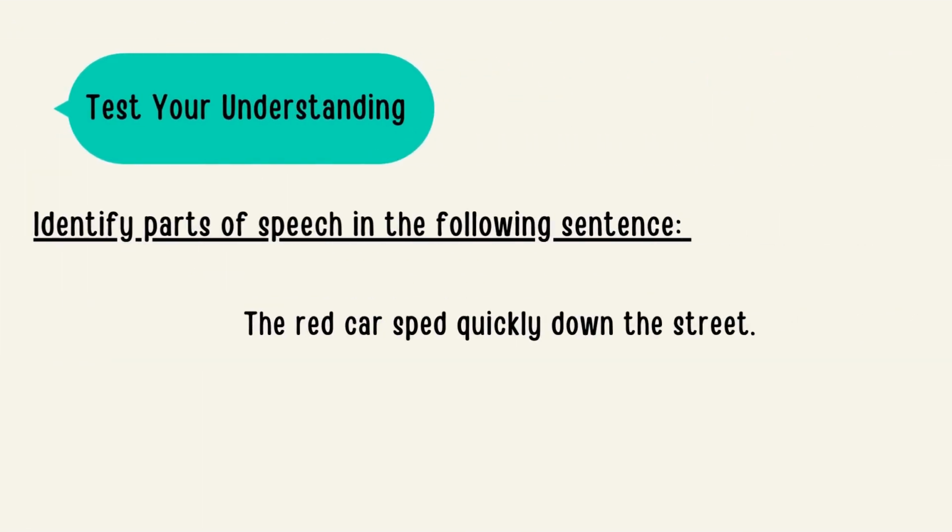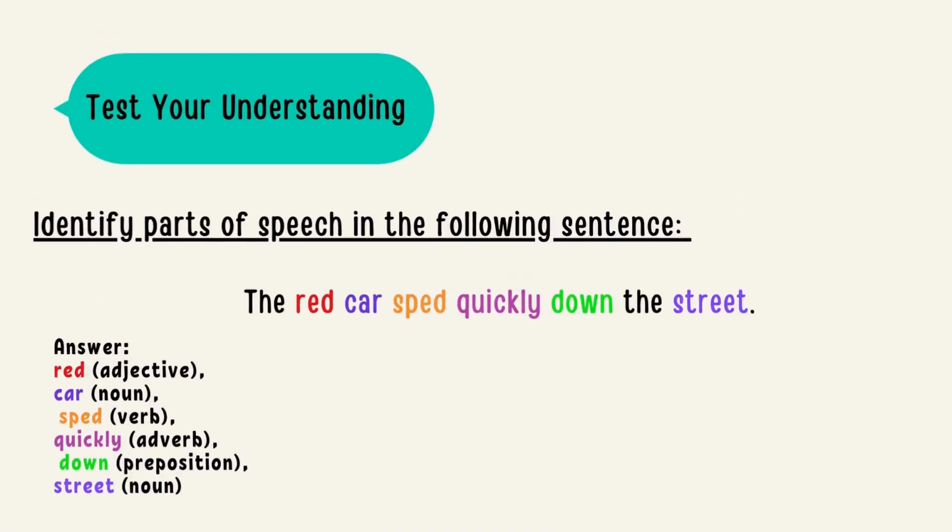Let's test your understanding. Identify parts of speech in the following sentence. The red car sped quickly down the street. Pause the video and try to answer. Here is the answer. Red is an adjective, car is a noun, sped is a verb, quickly is an adverb, down is a preposition, street is a noun.